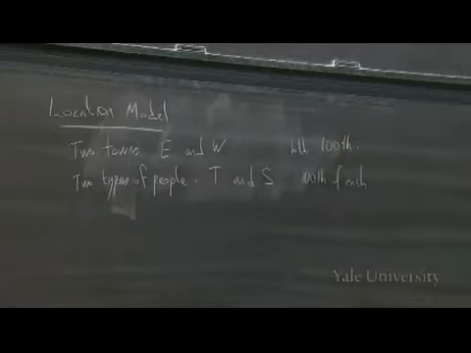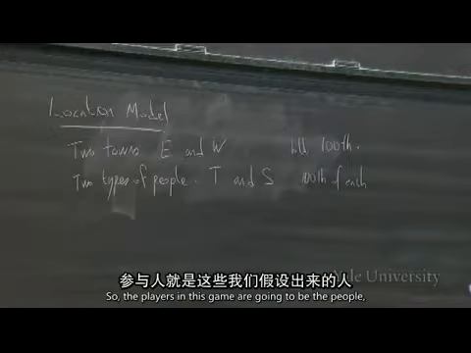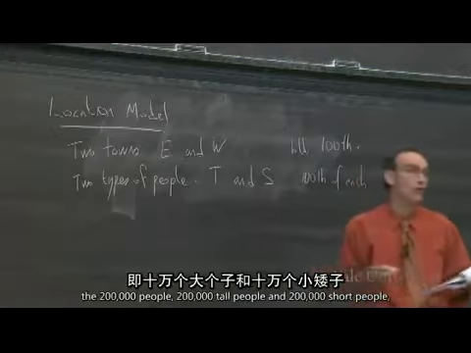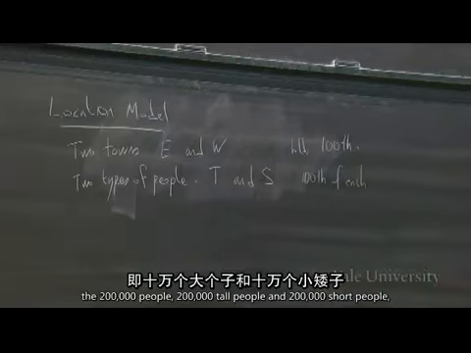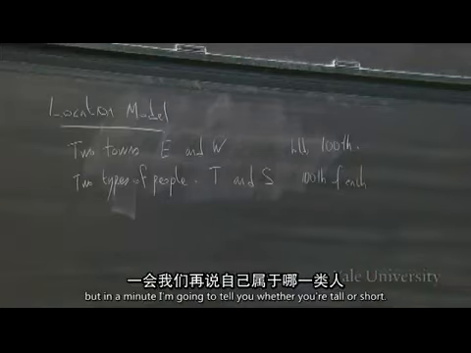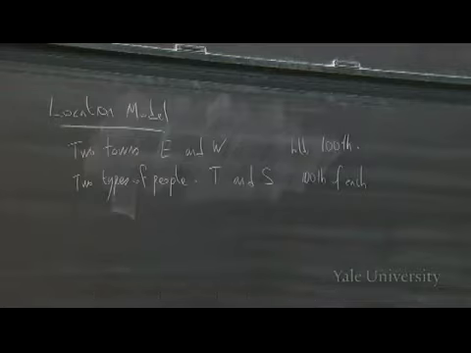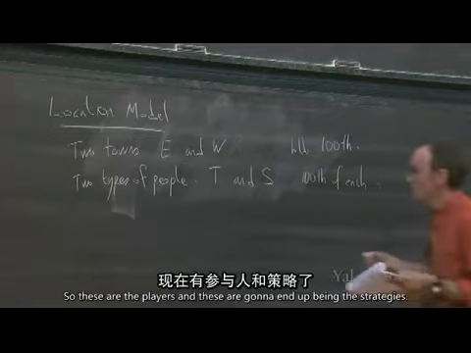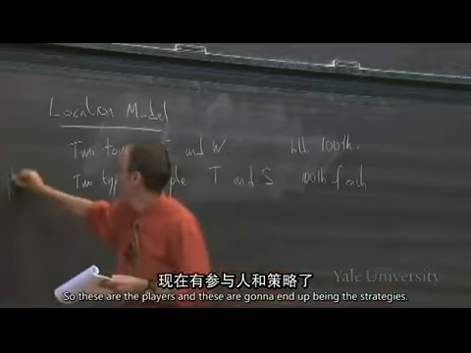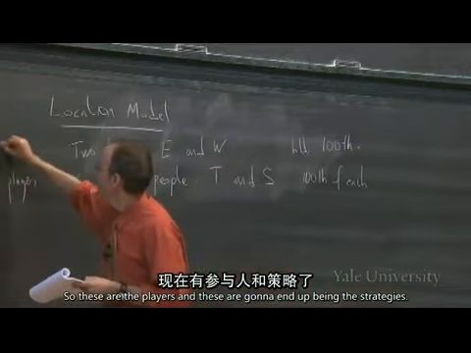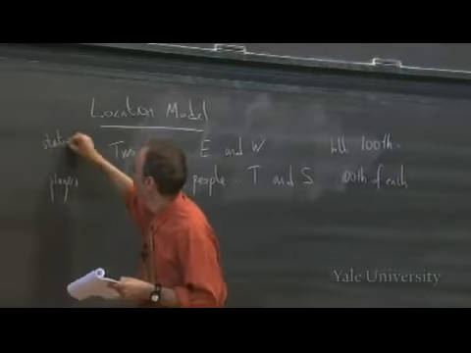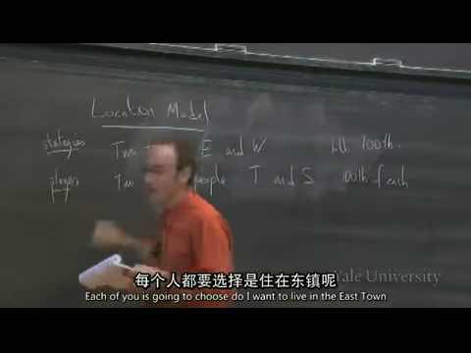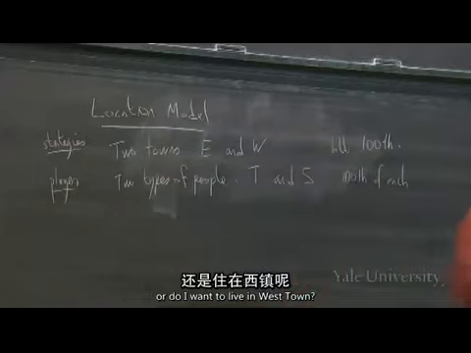All right. So the players in this game are going to be the people, the 200,000 people, 100,000 tall people and 100,000 short people. But in a minute, I'm going to tell you whether you're tall or short. So actually, you're going to be the players in this game. And the strategies are going to be a choice of whether you choose east or west. All right, so these are the players, and these are going to end up being the strategies. Each of you is going to choose, do I want to live in the east town or do I want to live in west town?